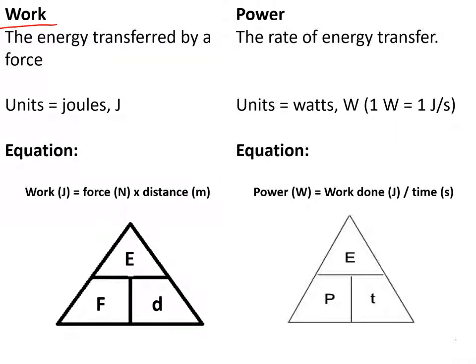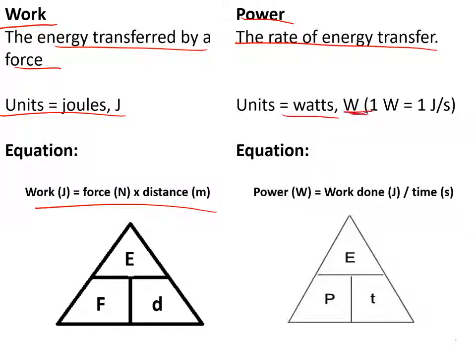Work done is the energy transferred by a force. It is measured in units of joules, and the equation to calculate it is work done equals force in newtons times distance in meters. Power is the rate at which energy is transferred, in units of watts. 1 watt is 1 joule of energy transfer per second, and the equation is power equals work done divided by time. Make sure your time is in seconds.